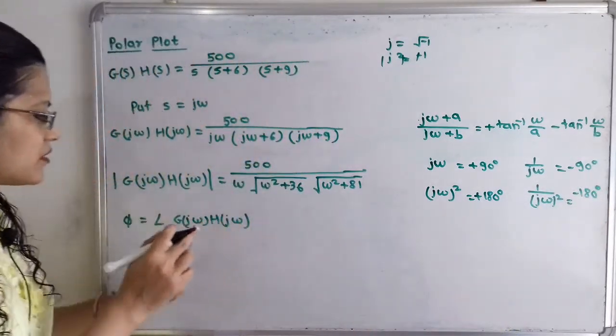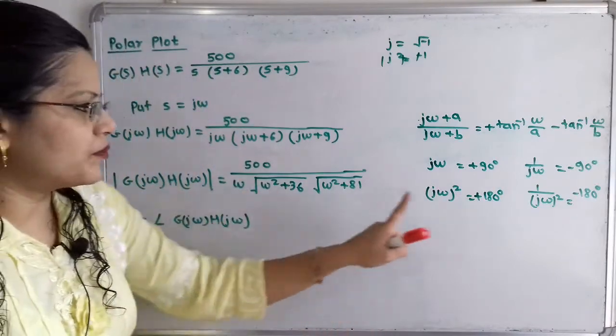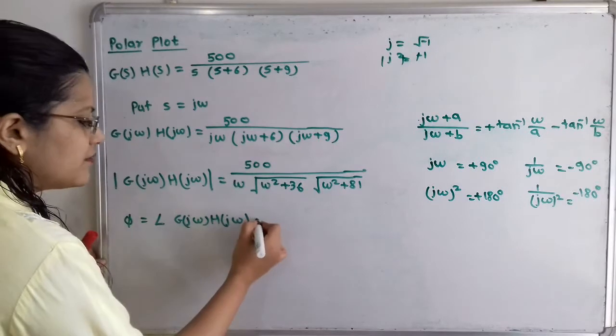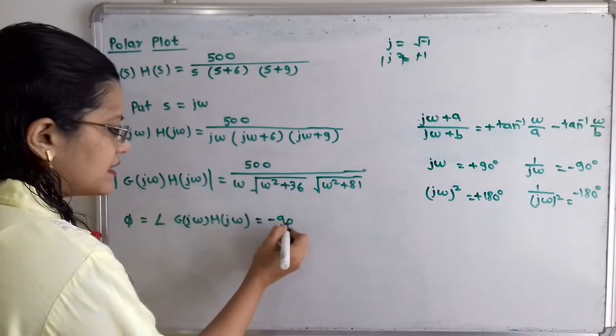Now if we observe here, this term omega is in the denominator. So I will take minus 90 degree. So how we can write the angle, which is equal to, for this omega term I will take minus 90 degree.